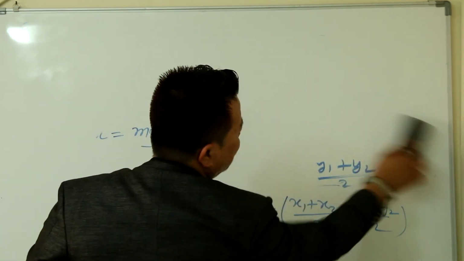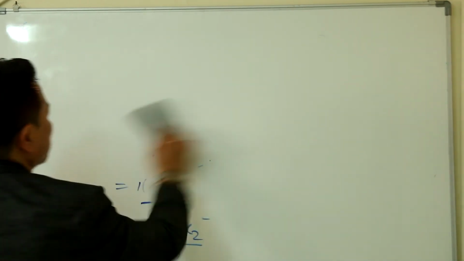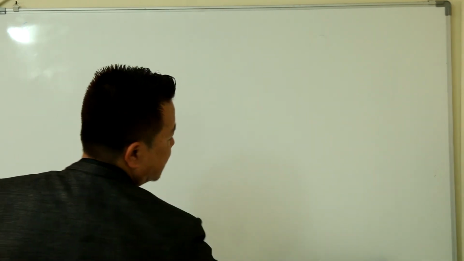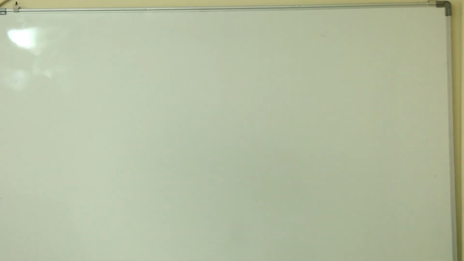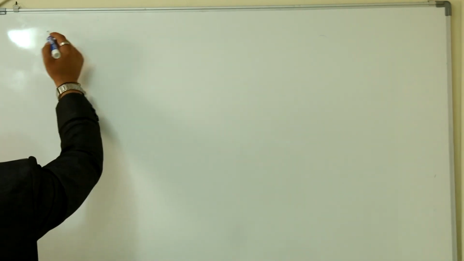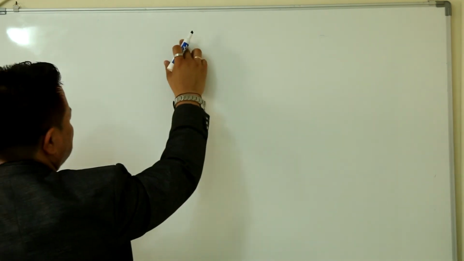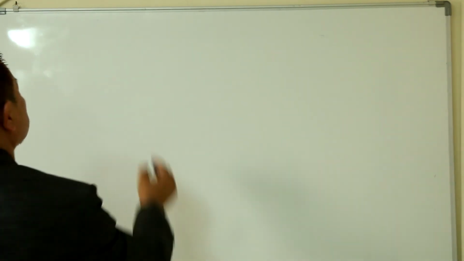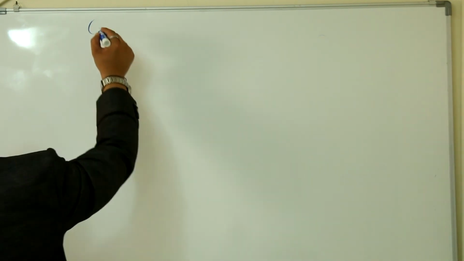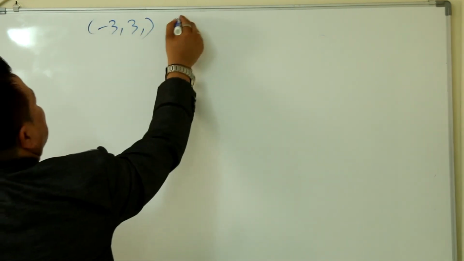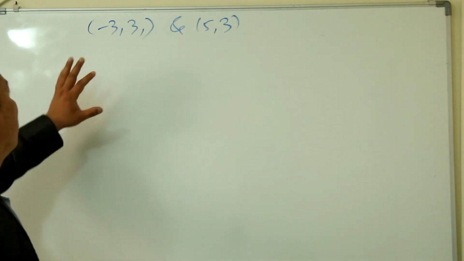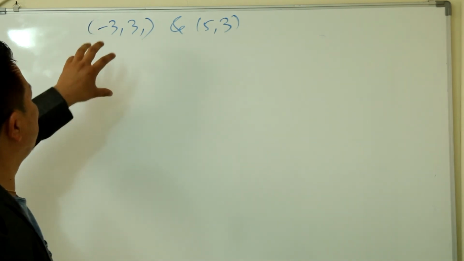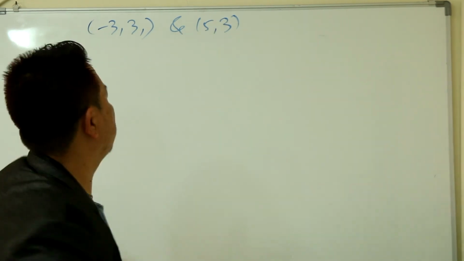Then in the next session we will be doing some advanced problems on coordinate geometry and some more sections of coordinate geometry in detail. So the problem: find the midpoint of the line segment joining the points -3, 3 and 5, 3. We have to find the midpoint of the line segment which joins the two points -3, 3 and 5, 3.